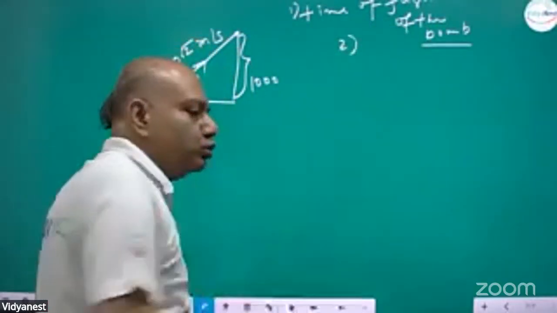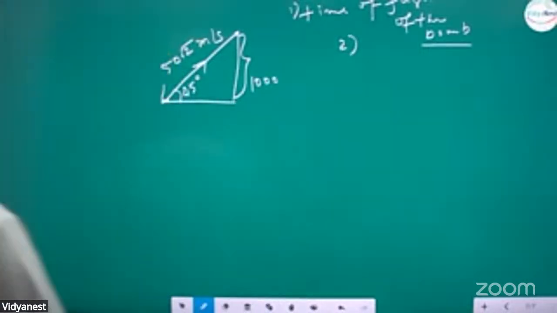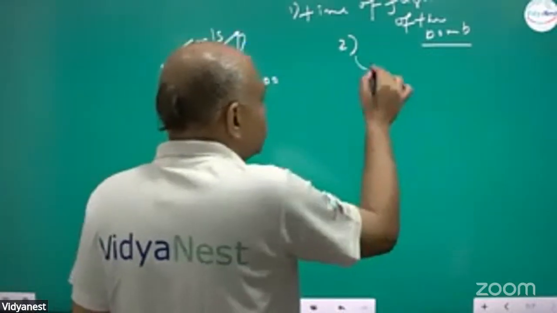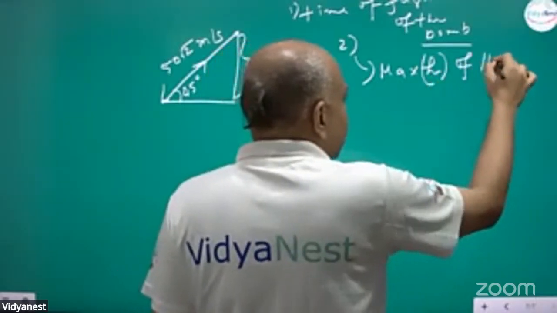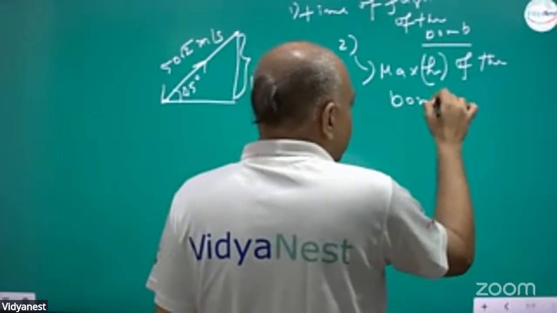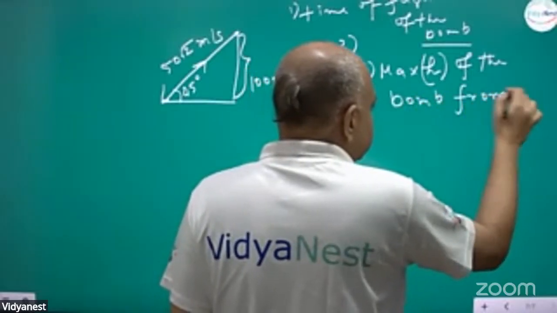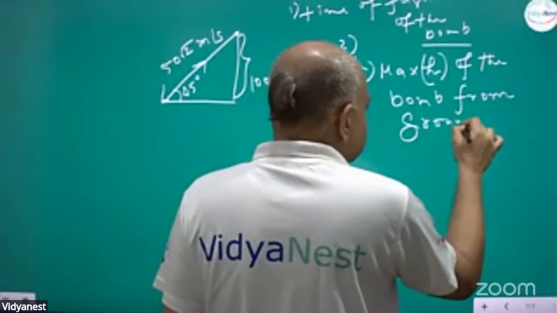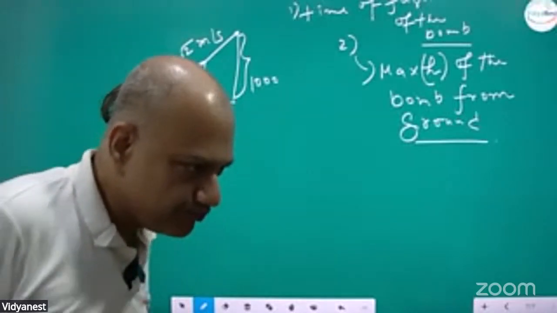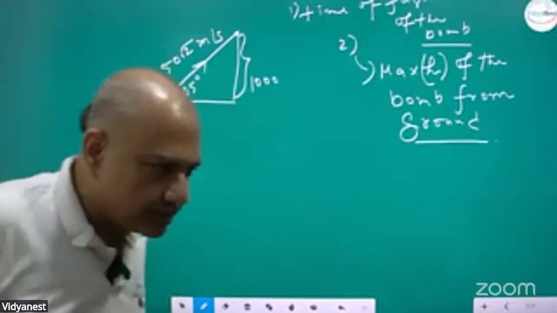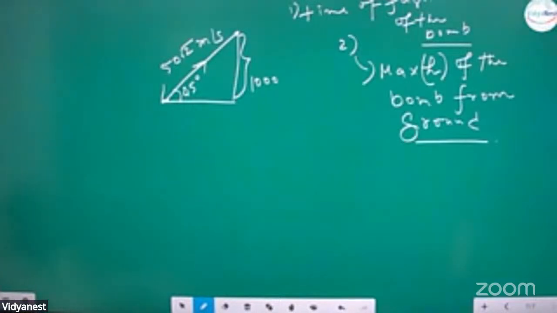And question 2, another question is there: the maximum height of the bomb above the ground. Question 2 is: maximum height of the bomb from ground. These are the two questions. Saurabh and Ayush, is the question clear? Yes. Okay.